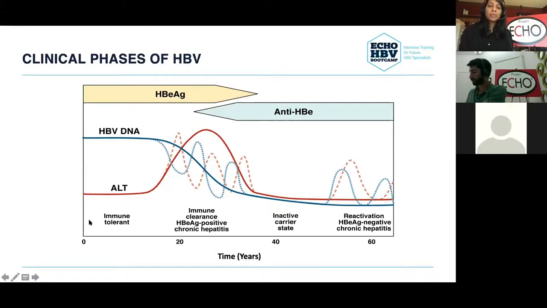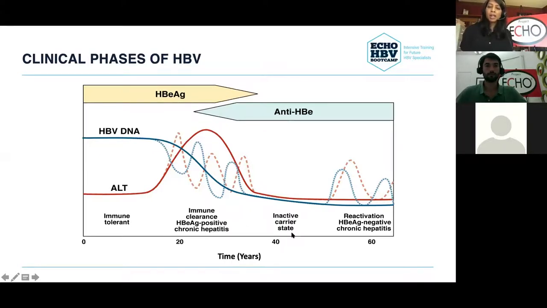This is, from the old terminology, what we call immune tolerant. And then over time, what you see is the ALT goes up at a period and then comes back down, and the Hep B DNA virus level typically comes down as you develop E antibody. And then these phases are characterized as what we call immune clearance, because you're clearing the E antigen part of the virus and transitioning into the chronic hepatitis phase.